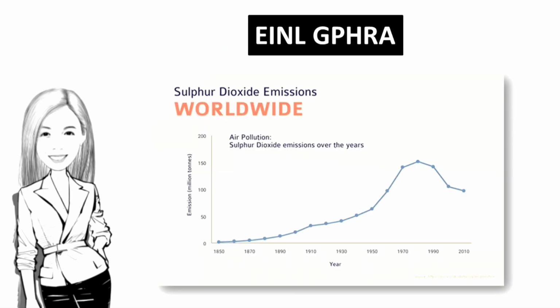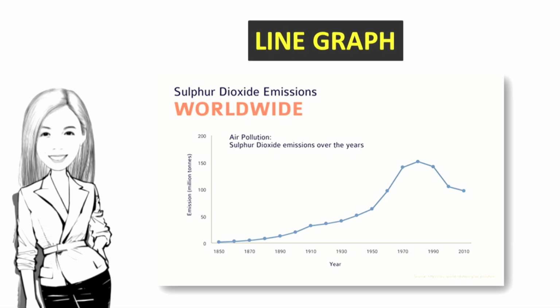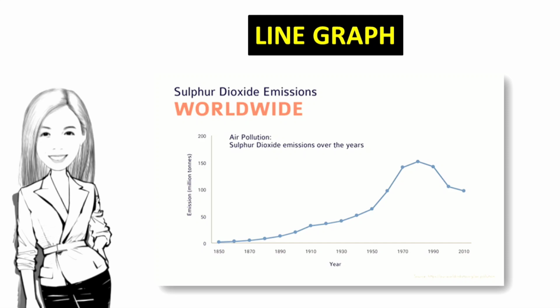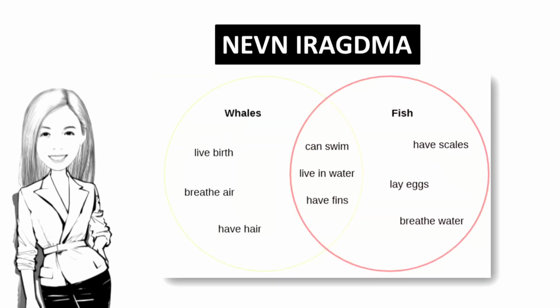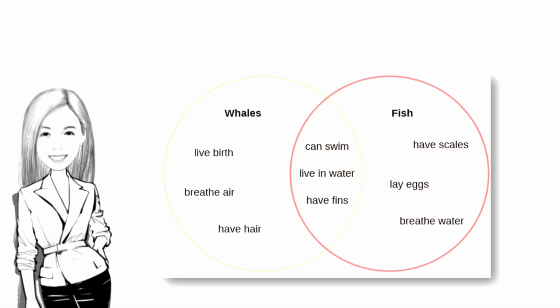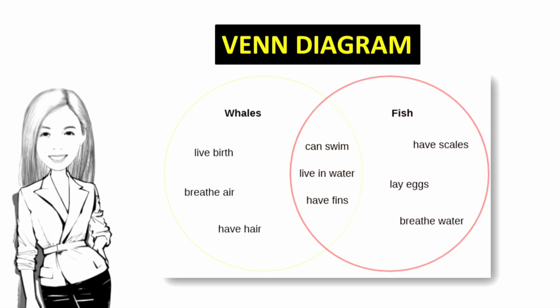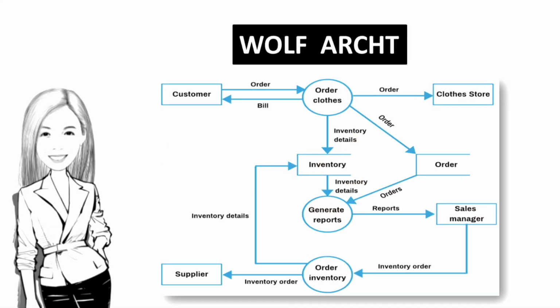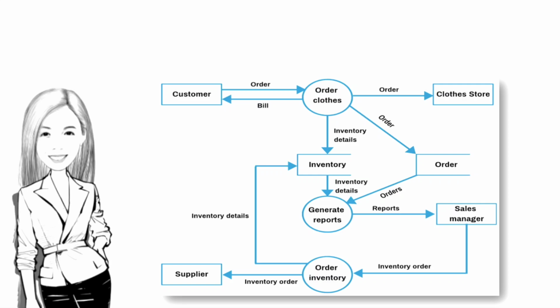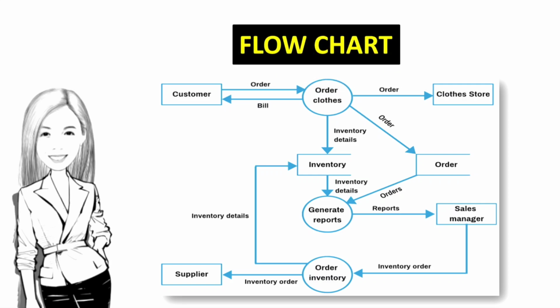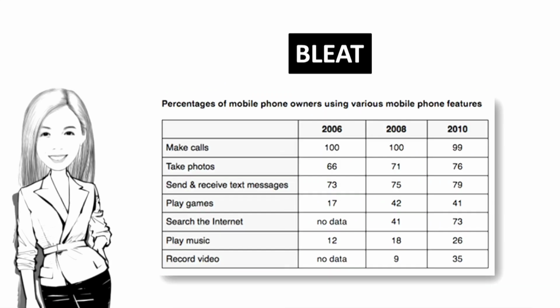Here's our first picture. If you answered line graph, you're correct. Great job! Next picture. Did you answer Venn diagram? That is right! Wow! Third picture. It is a flowchart. Did you guess it right? Next picture.